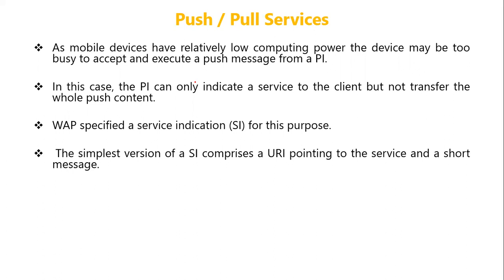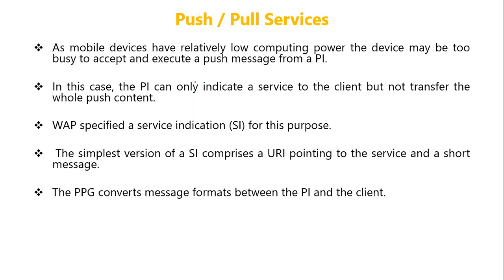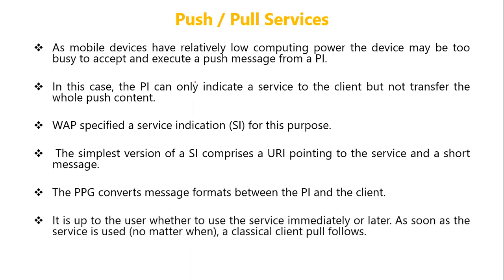So the simplest version of SI, this service indication, comprises a URI, Universal Resource Identifier, pointing to the service and a short message. So the client is not in a position to accept the service right now. The server or the PI is just sending information that there is a service available, through a URI with a short message. Later, the PPG converts this message to the appropriate format between the PA and the client. Finally, the link will reach the client.